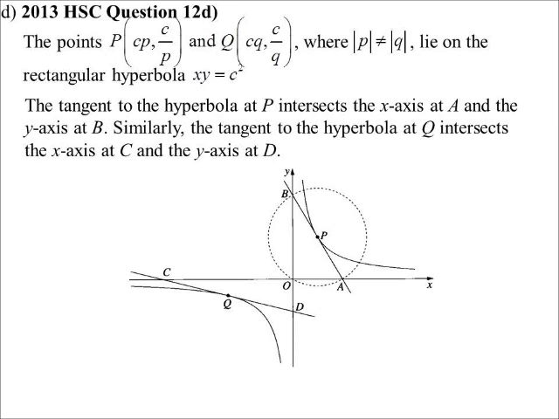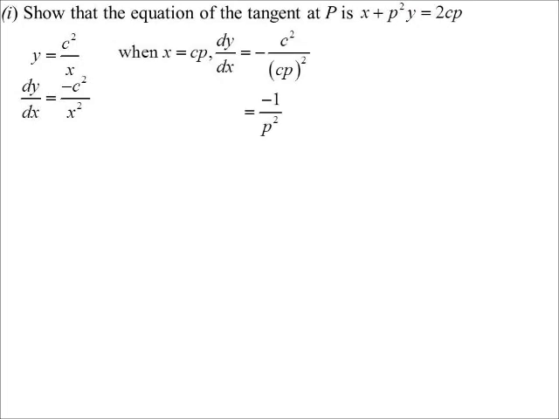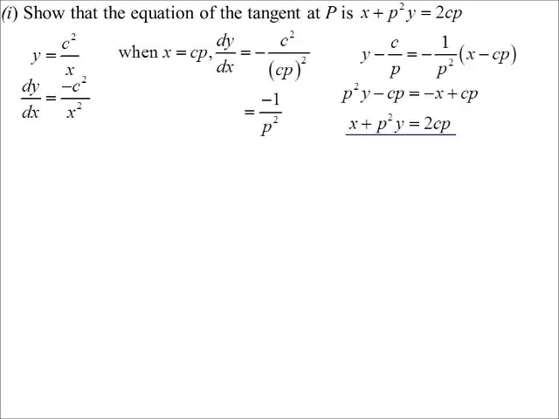Okay, so they've set up the question for us. Starts off again with some nice quick marks. Just show the equation of a tangent. So all right, y equals c squared on x. Let's differentiate it. Sub in, we get the slope minus 1 on p squared. Point slope formula. Bingo, we've got a nice, I should imagine that was only worth 1, but at least we picked up that mark.